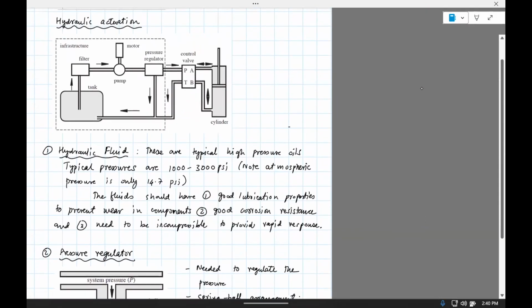Okay, so the last things I will talk about are hydraulics and pneumatics, and I'm not going to go through any theory. I just want to give you an overall flavor of what hydraulic actuation is all about and what pneumatic actuation is all about. So this shows a very simple hydraulic system.